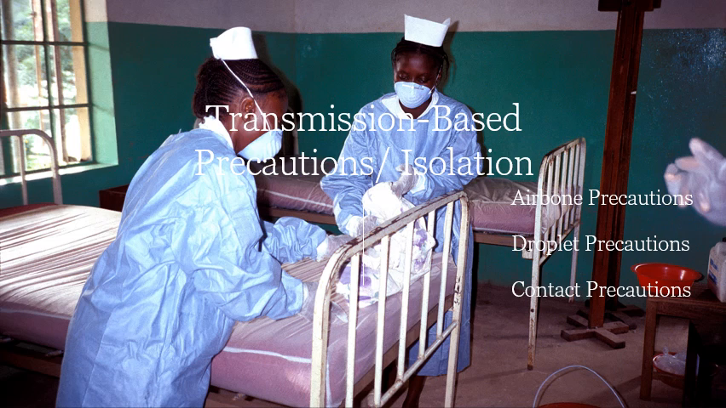Contact precautions. These are measures to block the pathogens that are transmitted via direct or indirect contact. So if someone's on contact precautions, you would have to actually skin-to-skin touch or touch a contaminated object or clothing or something that the patient has used. This would be gown, gloves, mask.